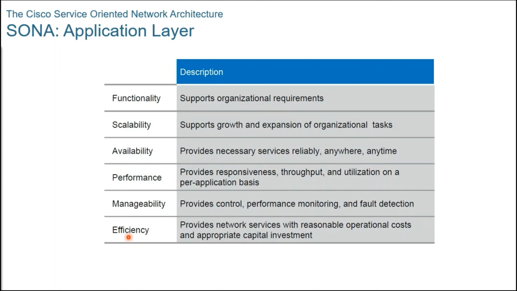Efficiency is also a factor. Provides the required network services and infrastructure with reasonable operational costs and appropriate capital investment on a migration path to a more intelligent network. That is via step-by-step network services growth. And another one is not listed here, which is security. Provides for an effective balance between usability and security while protecting information assets and infrastructure from inside and outside threats.